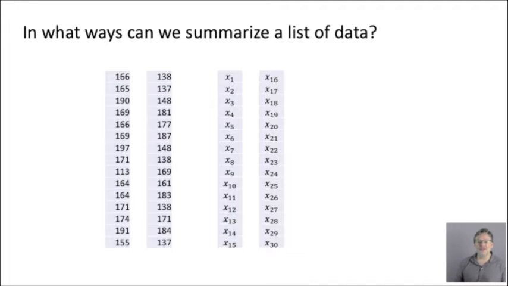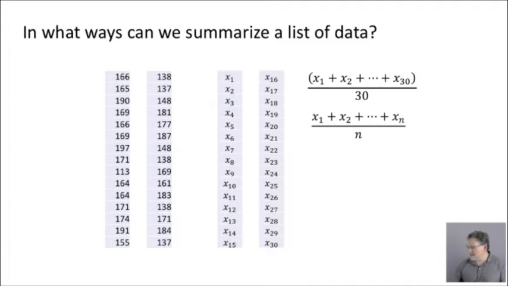Well, how do we find an average? You might already be aware that the way in which we find an average is we add up all the numbers and then divide by the number of numbers. In this case, we're adding up all of the numbers from x1 to x30 and then dividing that by 30.